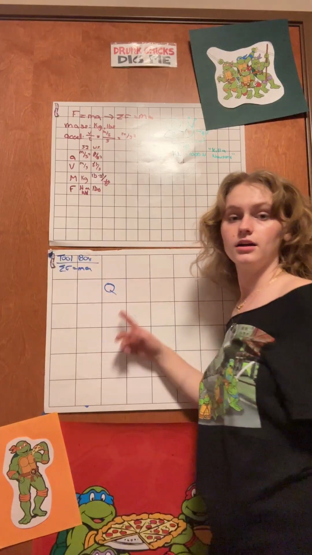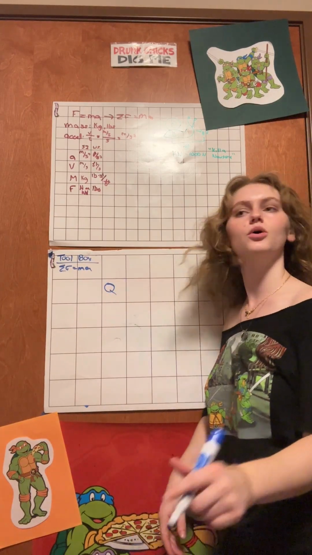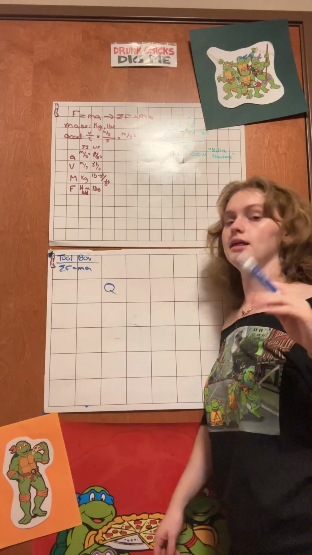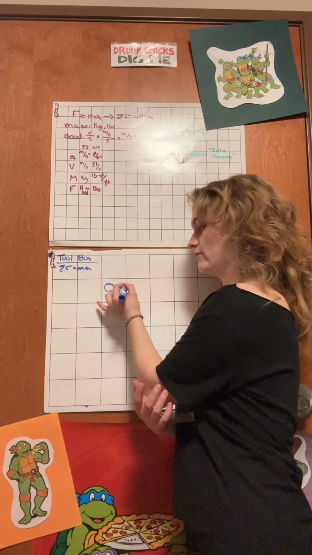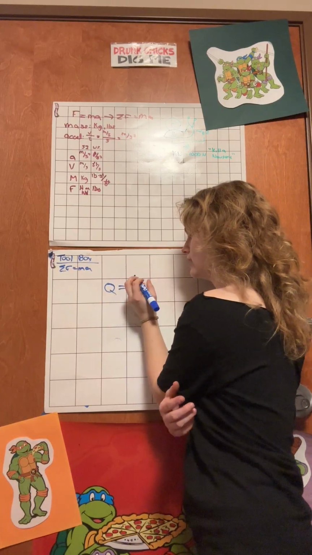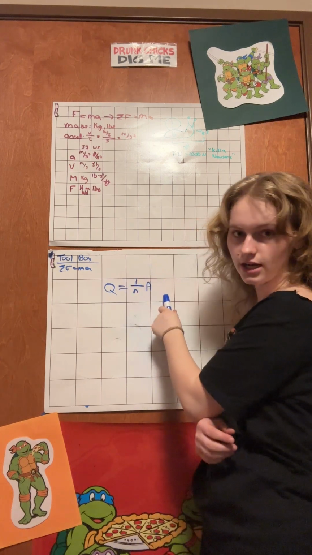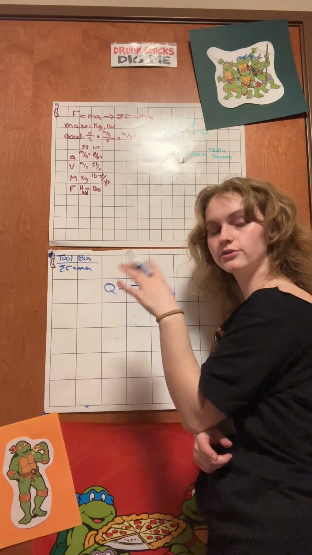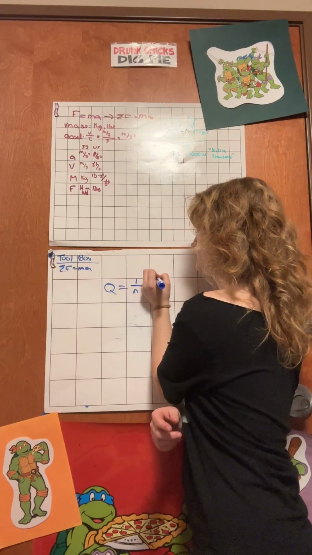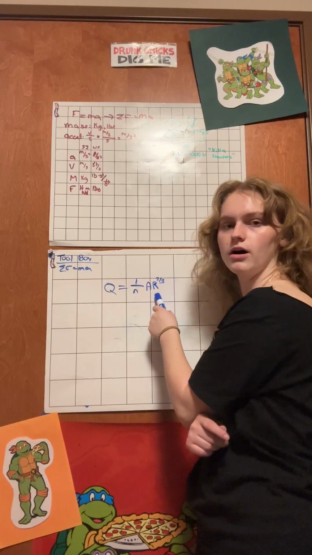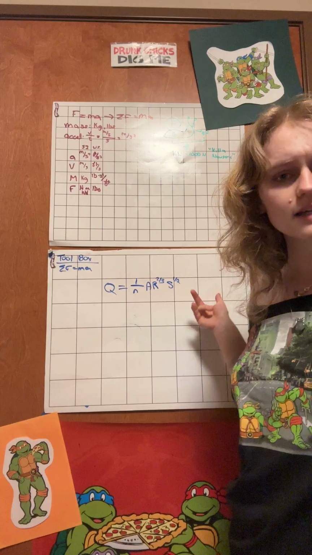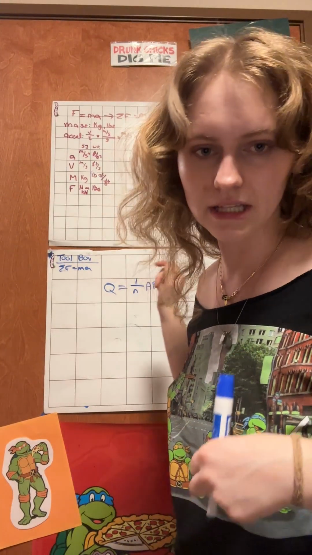Q is flow rate. Trust. So this is fluid mechanics. I'm not sure if you clocked that in the beginning. The flow rate of liquids is equal to 1/n times the area of the channel it's flowing through, times R to the 2/3, times S to the 1/2. What's R? I'll get to it. Isn't S to the 1/2 just the square root? Yes.